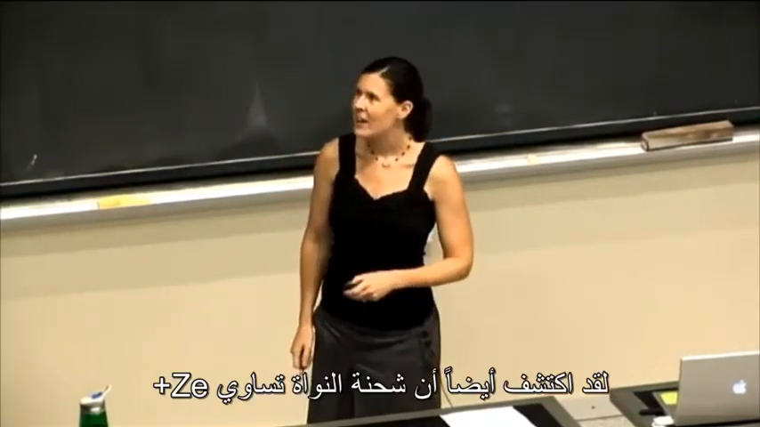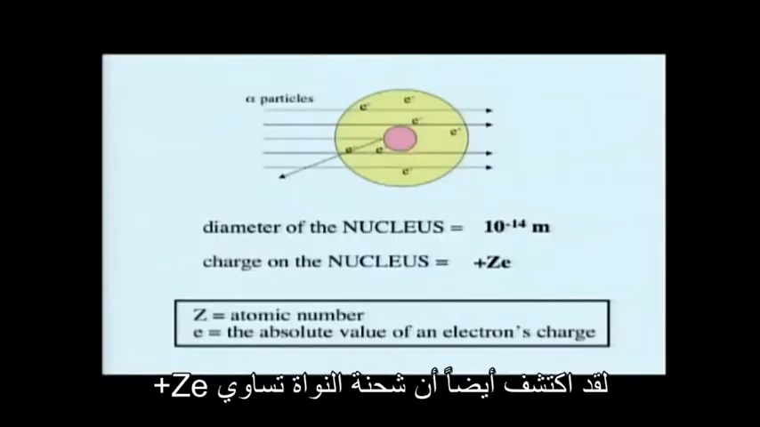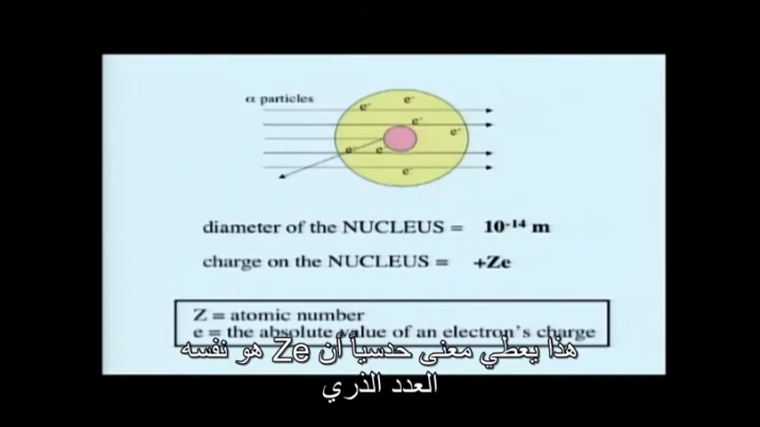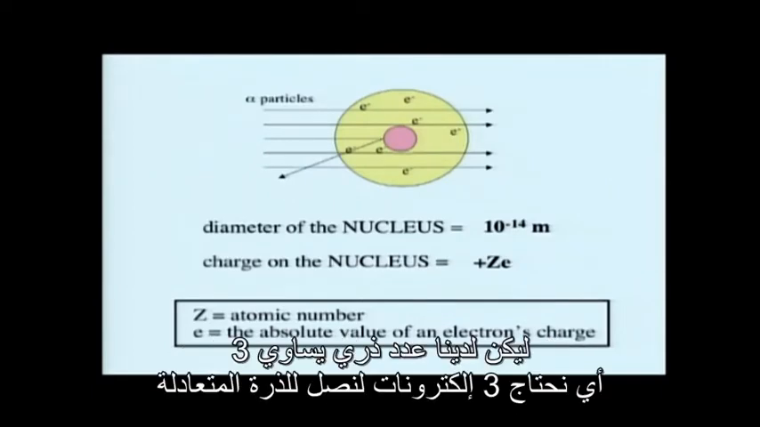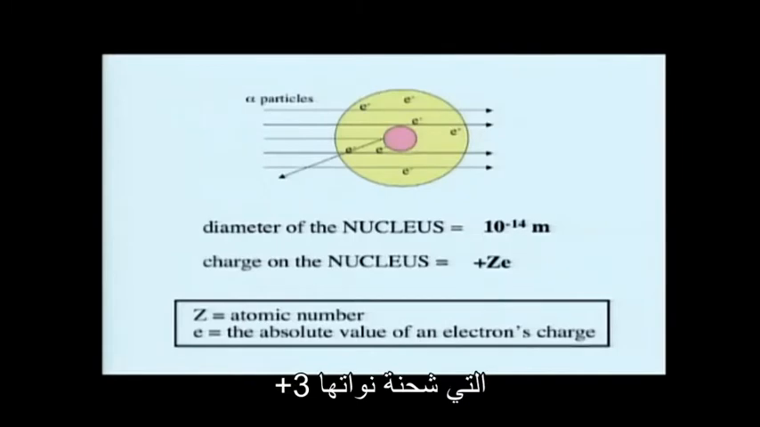He also figured out that the charge of the nucleus was plus Ze. This makes sense intuitively as well, because Z is just the atomic number. So let's say we have an atomic number of 3. That means we have 3 electrons. So we better hope, to get our neutral atom, that we have a charge of plus 3 in the nucleus.